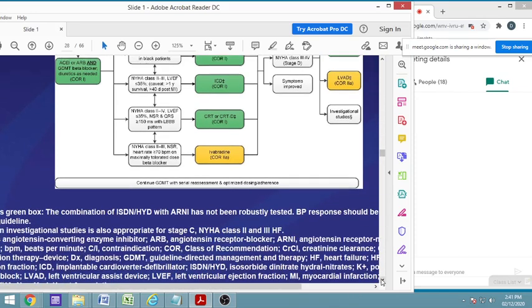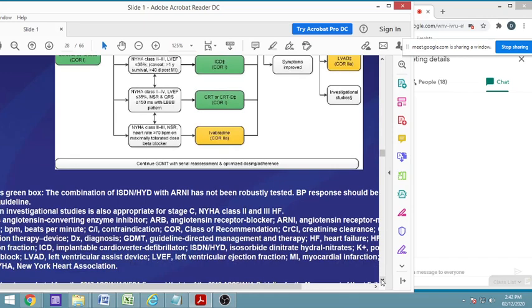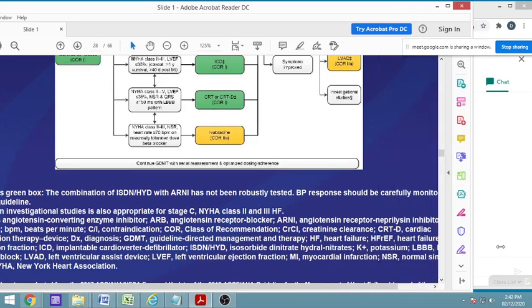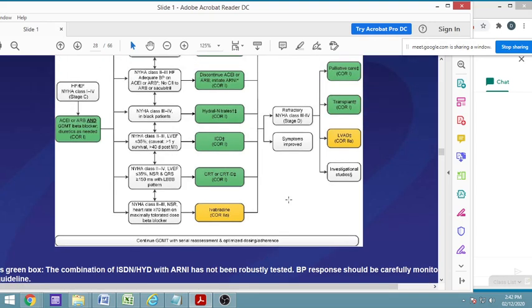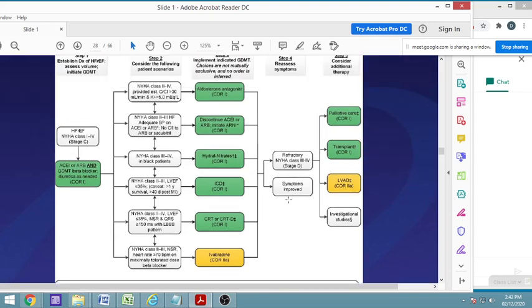What is CRT? CRT is cardiac resynchronization therapy. Then if it is class 2 to class 3, in those cases give ivabradine. This again we have studied in pharmacology. So these are depending on various patient conditions, how we are selecting the drug, particularly for class 1 to 4 or stage C as per the ACC guideline.